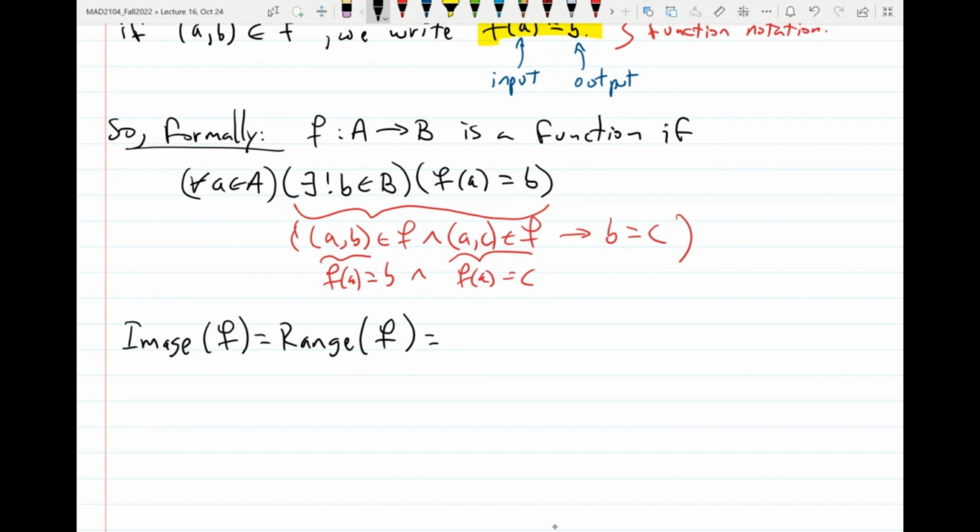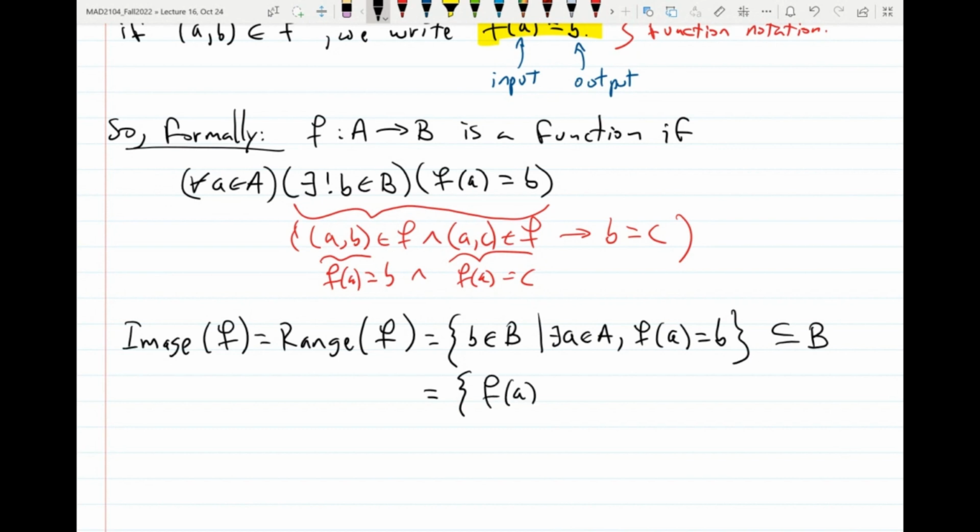So how do we write it? This is a set. These are all the elements in B, the codomain, such that there exists an a in A with f of a equals b. So, all the possible outputs of elements in A. Notice that by the bare definition, this is a subset of B. The shorthand version of this is just all the elements of the form f of a, such that a is in A.